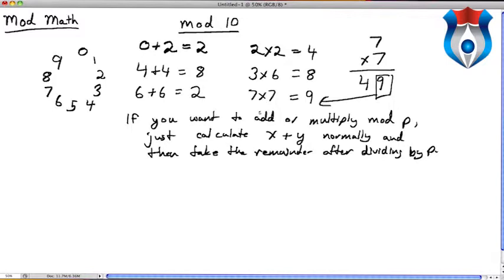So this is basically how the basic arithmetic operations work. Now, to understand this a little bit better, what we should do is to actually write out the entire multiplication and addition table for a particular case.